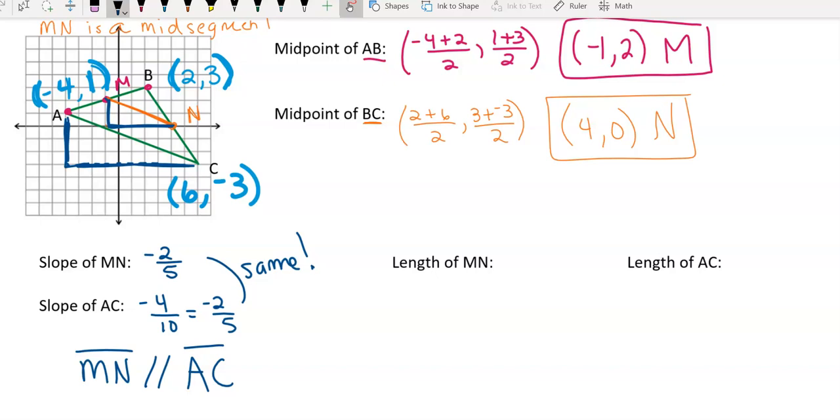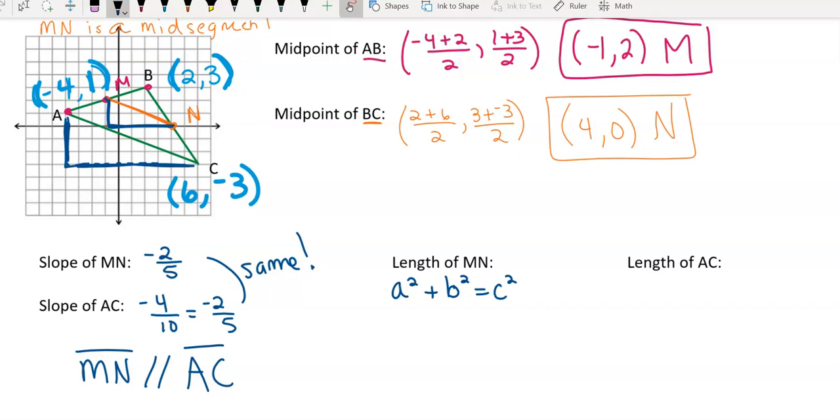Okay, the last thing we're going to do is find the length of both of them, and you can use the Pythagorean theorem or you can use the distance formula, either one. Can I make a prediction? Yes. MN is going to be half of AC. What do you guys think? Do you agree? All in favor. Okay, I'm in favor. So the question is, is the length of our mid-segment going to be half the length of the longer segment? It certainly looks like it could be.